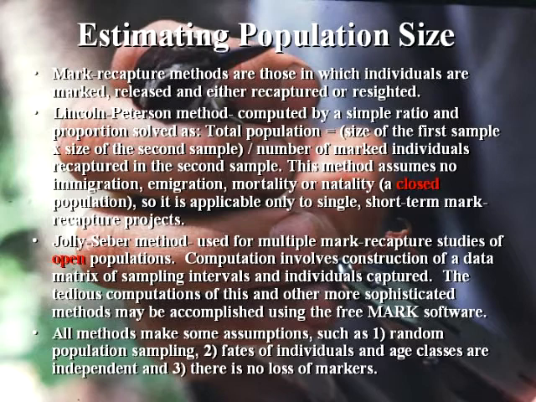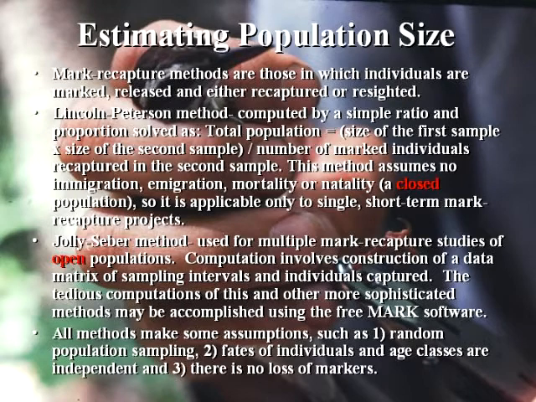The Jolly-Seber method is one that can be used for populations that are being studied over a longer period of time, when individuals can be expected to be moving in and out of an area, when you can expect that some individuals are going to die for one reason or another. And if we're studying a population over the course of a year, then we can also expect that reproduction is going to be occurring, so new individuals will be added to the population.